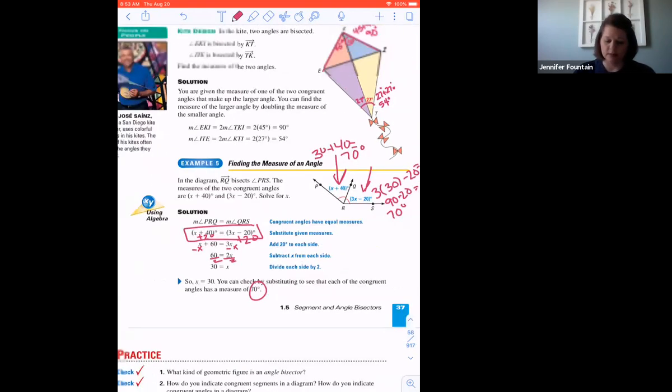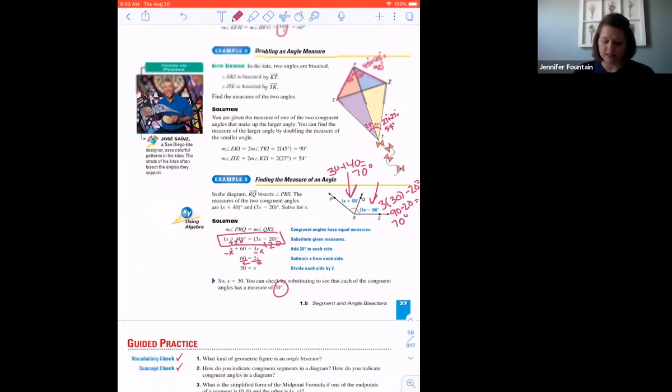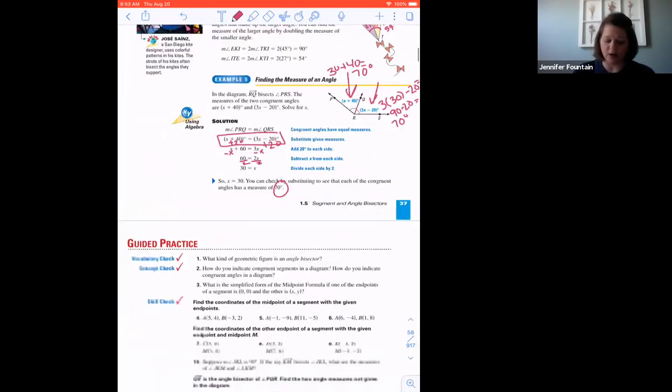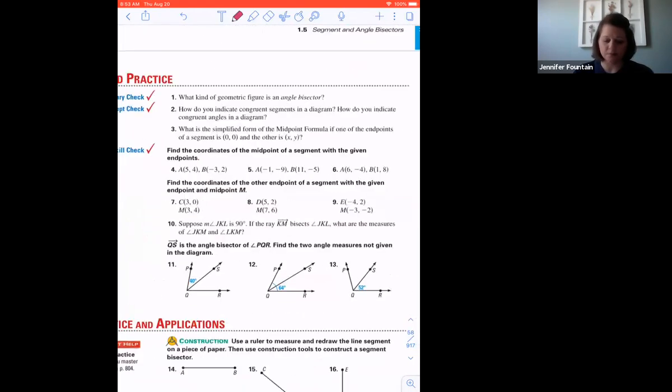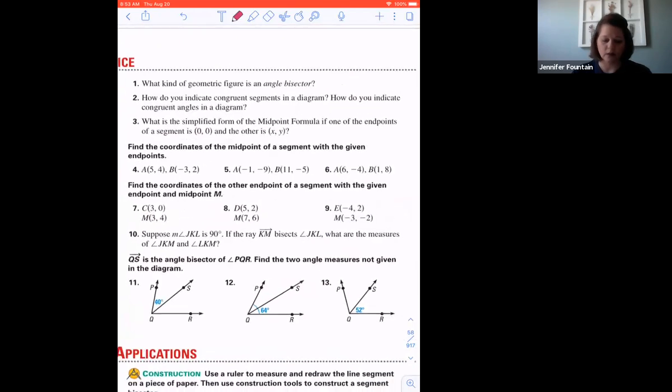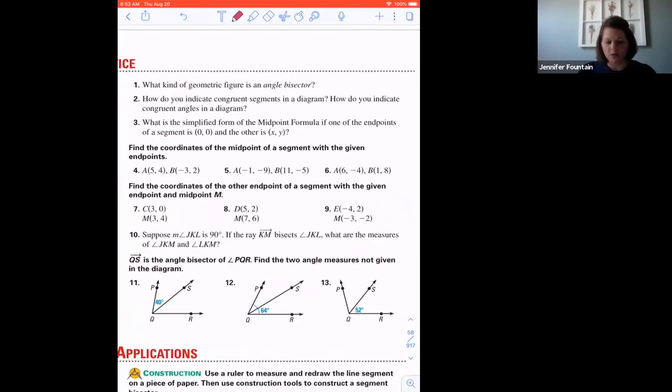All righty. So let's go ahead and take a look at our guided practice here. Okay, so on our guided practice, this is on page 38. Good morning, Keely. Good morning.